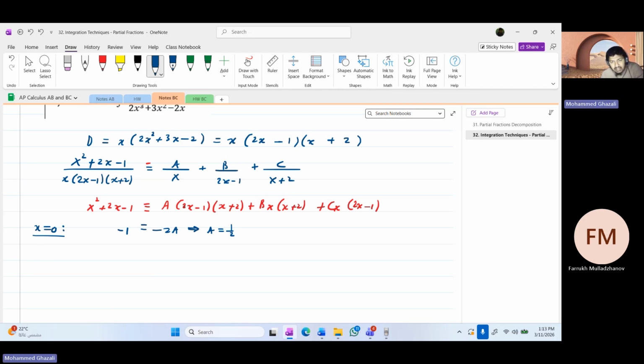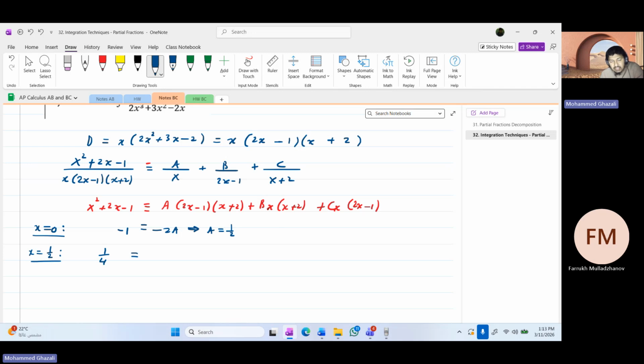Next one is if x is equal to a half. If x is equal to a half, a falls out, c falls out. But now you have to substitute here. 2 times half is 1, 1 minus 1 is 0. Half squared is a quarter, so a quarter on the left-hand side equals what we said. A falls out, c falls out, because if it's a half, that's going to give me a 0 there and a 0 there.